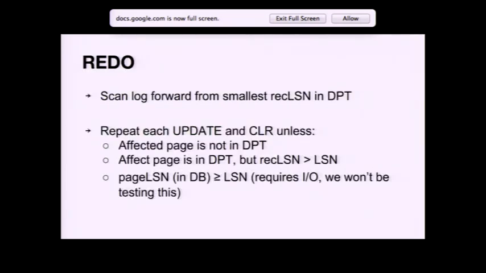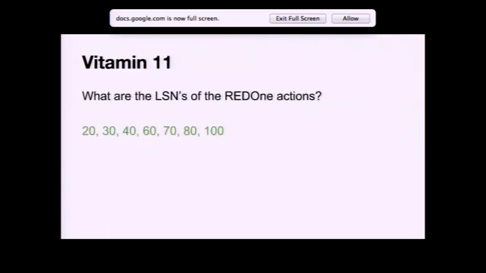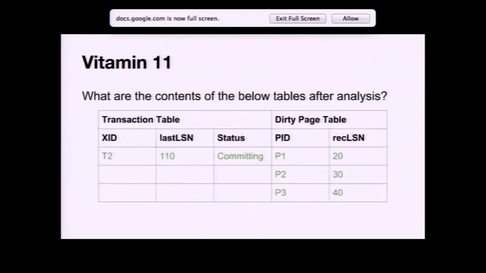Going back, I just made the slide wrong, but oh well. Vitamin 11, what are the LSNs of the redone actions? These are the LSNs of, well, let's go back to the slide over here. So the smallest recLSN in the dirty page table is 20, right? So this is where we start.